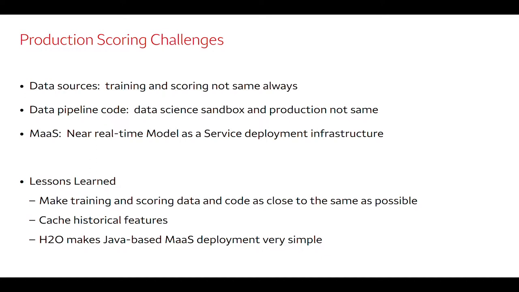So the best thing to do here is make them as close as possible. One of the things that we did that really helped is caching historical features. In training, we can take as long as we want. We can take hours to generate our features. But if your production needs to return an answer in under a second, then maybe you need to cache some of those features, especially those that can be generated the night before. So that's something that we did in production.